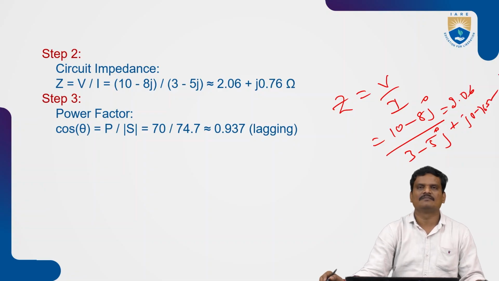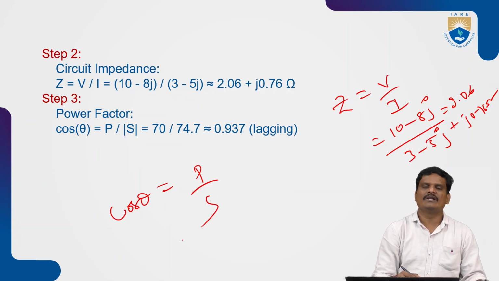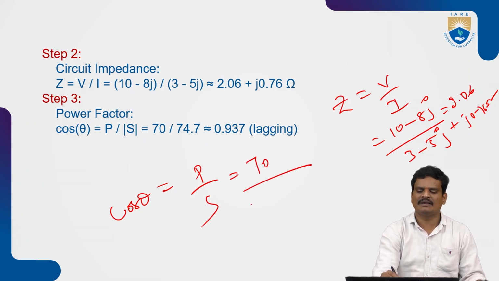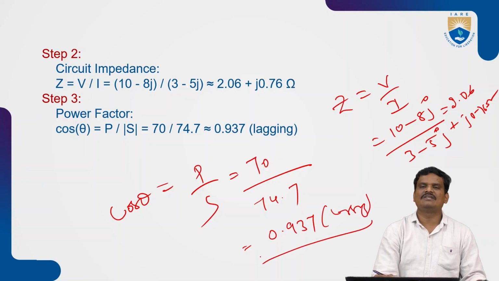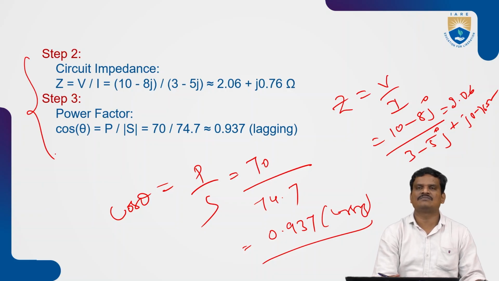0.76 ohms. And there is one more parameter called cos theta, which is given as P by S, where P is the real power offered by the circuit. We have calculated earlier that it is 70, and the value of total power is given as 74.937 watt, and the power factor is lagging. So these are the circuit constants, the impedance and the power factor. We have calculated the value of complex power. This comes to the end of the solution for problem number 2.